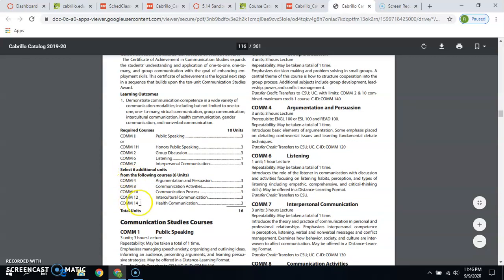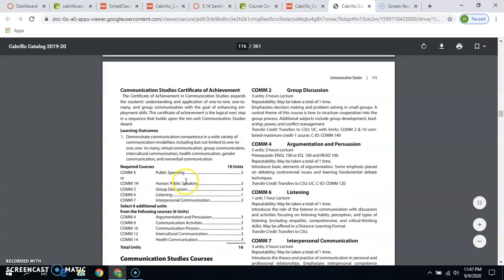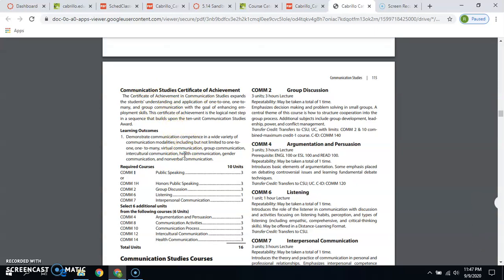Additionally, you would need another 2 3-unit classes from here, so like Com 4 and Com 10 or Com 12 and Com 8. It's really up to you. But you complete all of these, 2 of these courses for a total of 16 units, and we would grant you a certificate of achievement in communication studies. So this is another example of degrees at Cabrillo or certificates that are not transferable.